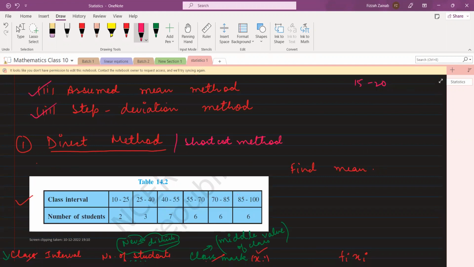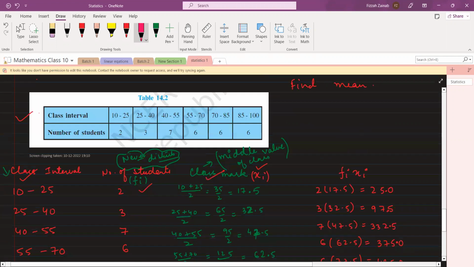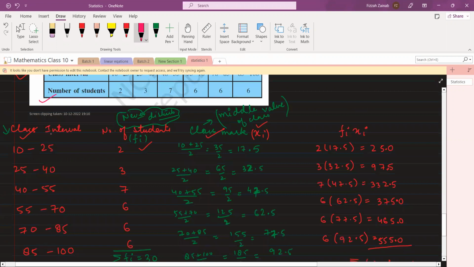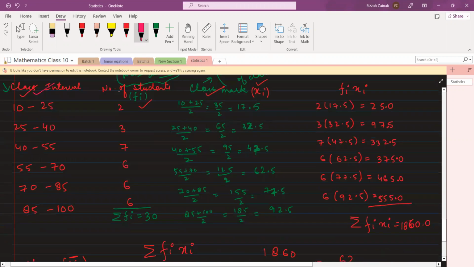This one is very simple. This is the given data. You have a class interval and the corresponding number of students. First of all, we write them both. This is your class interval. This is your number of students. The number of students is denoted by fi, understand? And then you just sum them. It should be 30 because it's data of 30 students.